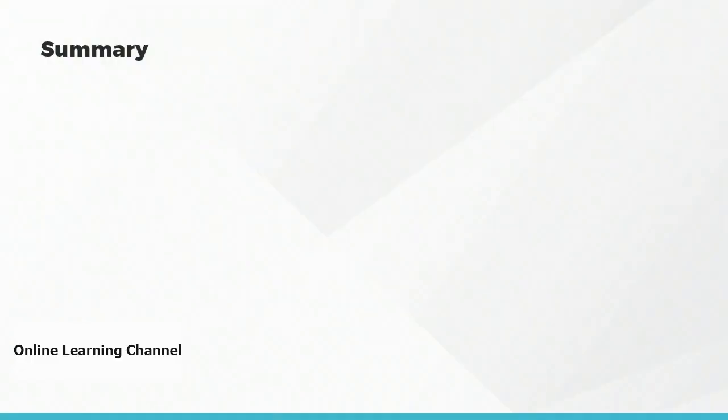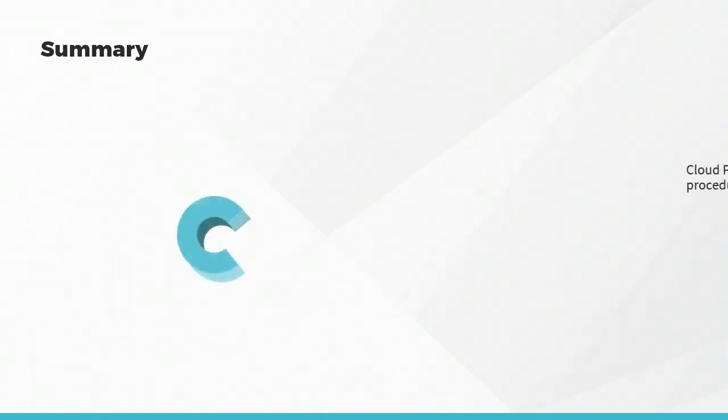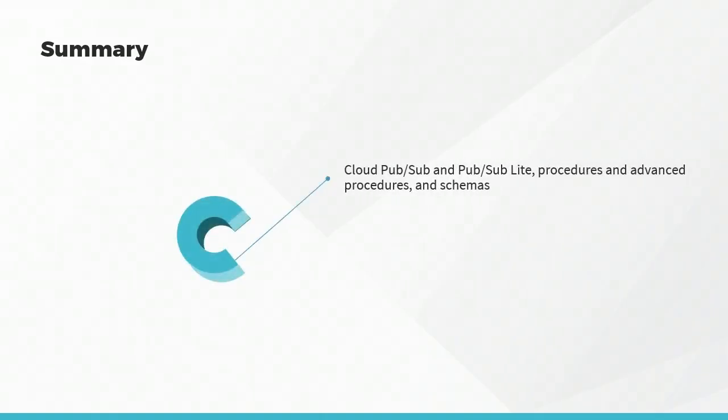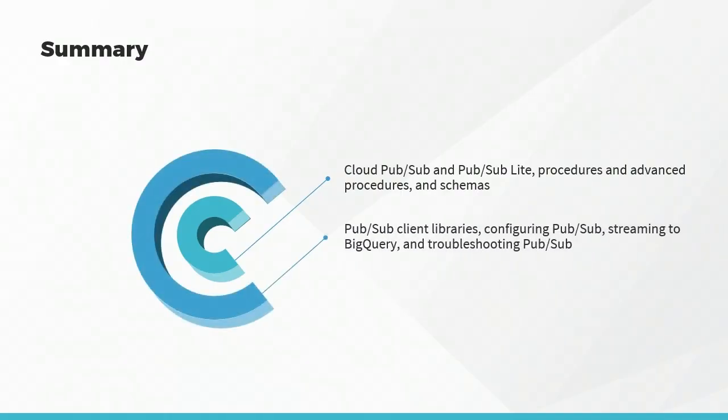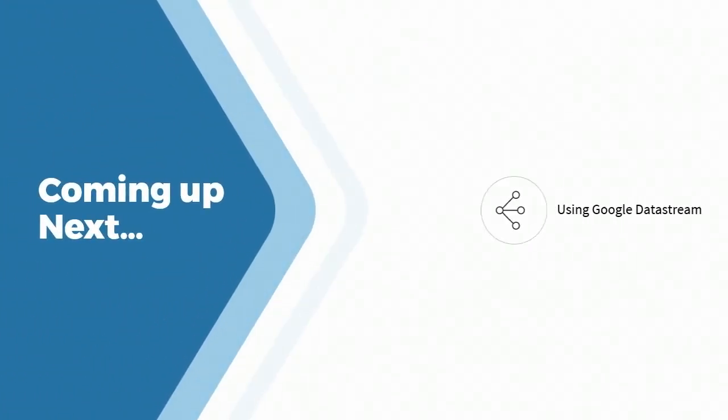So in this course, we've examined the role of PubSub in a data pipeline and the process used to implement PubSub correctly. We did this by exploring Cloud PubSub and PubSub Lite, producers and advanced producers and schemas, PubSub client libraries, configuring PubSub, streaming to BigQuery, and troubleshooting PubSub. In our next course, we'll move on to explore how to implement data streams to efficiently manage data flows between various sources and destinations, ensuring seamless integration into BigQuery and cloud storage.